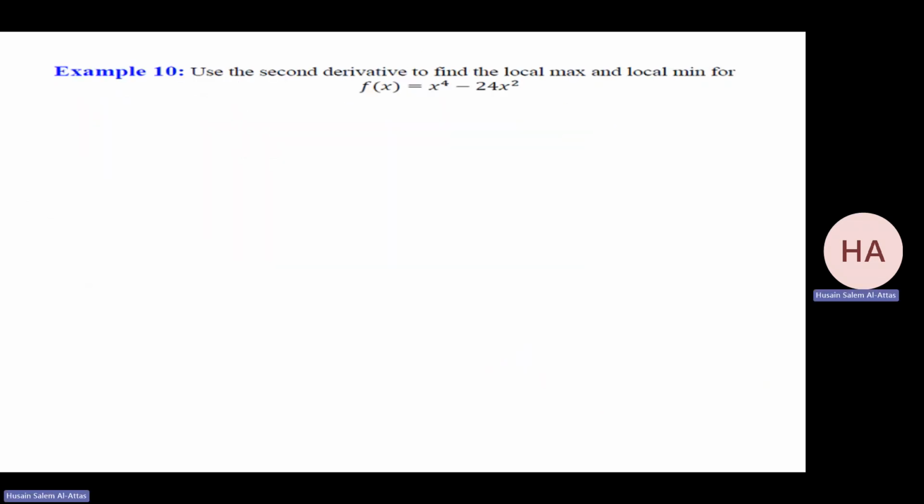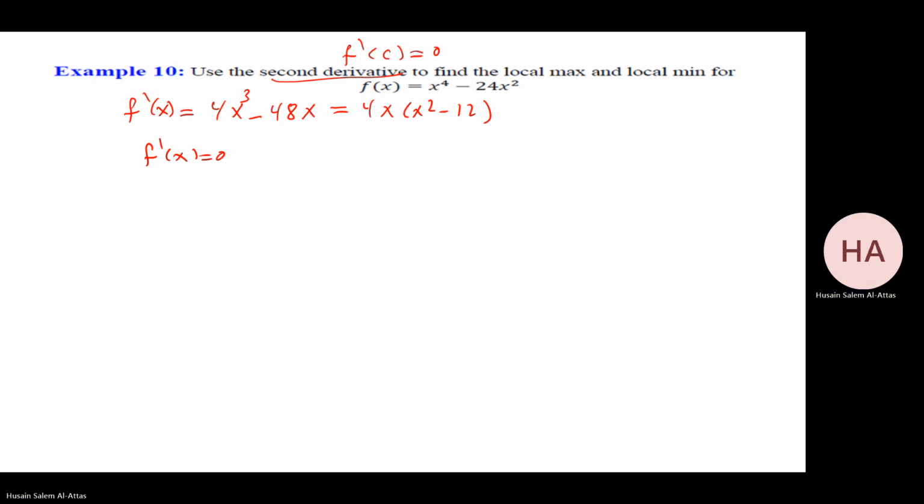Okay. Now I will do the second derivative test. I'll do an example for the second derivative test. Now we'll do f prime. It will be what? 4x cubed minus 48x. And that will be 4x times (x squared minus 12). Make it equal to 0. Don't forget the second derivative test. I'm dealing with f prime at c equals 0. So I have x equals 0 or x equals plus or minus square root of 12, which is plus or minus 2 square root of 3.